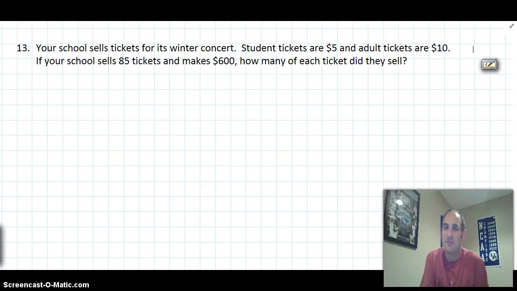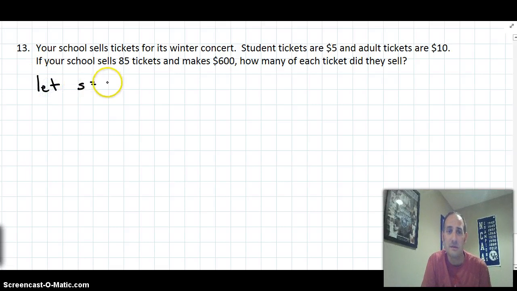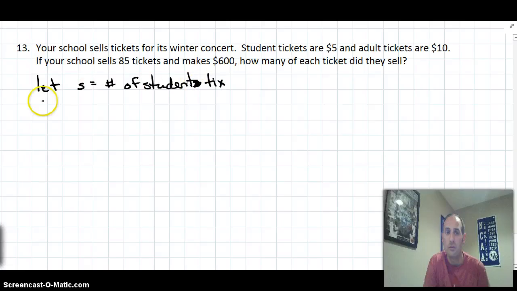So when we look at this, we have two types of tickets, and I think at that point it's going to be important that we define our variables. If we let S equal the number of student tickets, that's going to allow us to use a variable to describe what we're looking for. And because A is what adults start with, the number of adult tickets would make sense here.